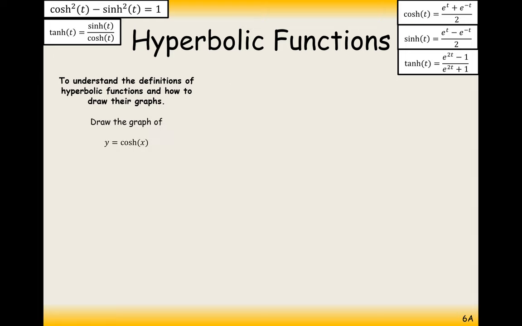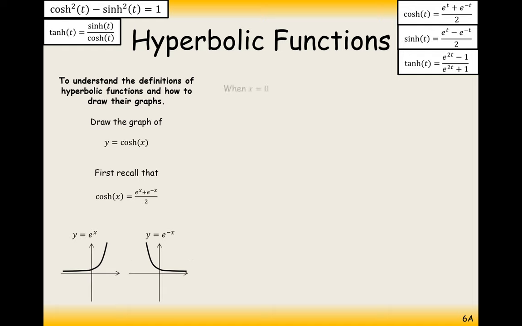Let's just have a look at what the cosh, sinh and tanh graphs will look like. So first of all, again, let's go to that definition, e to the x plus e to the minus x over 2. Let's remind ourselves of what the exponential graph looks like and the e to the minus x graph as well. That looks like this one here. It's just a reflection in the y-axis. So when x equals 0, what will happen to this graph? Well, e to the 0 is 1. e to the minus 0, well, minus 0 is the same as 0, isn't it? So e to the 0 is 1 again.